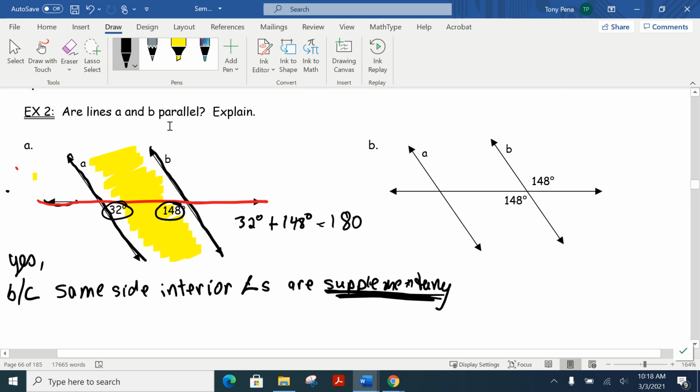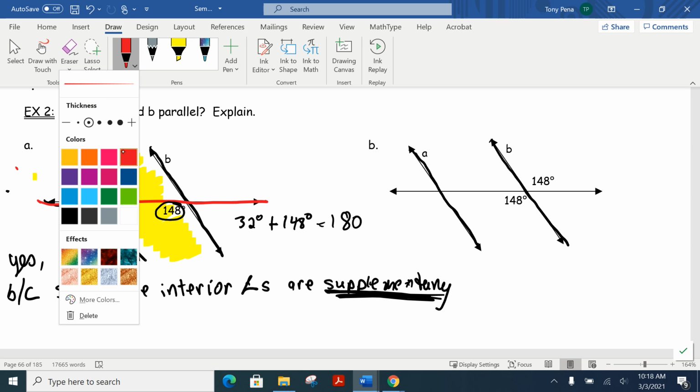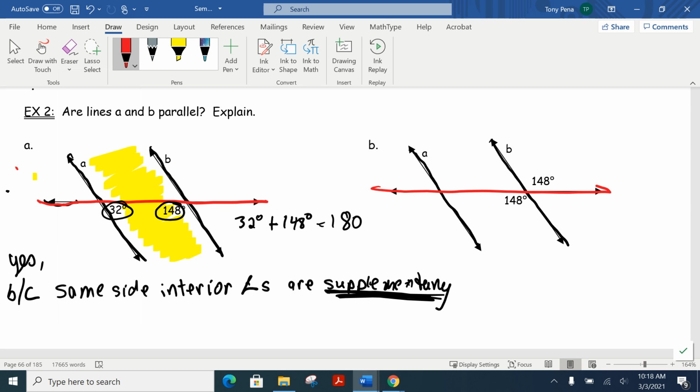All right, so now when we go to number 2, here's lines A and B. So A, B, and then we are cut by our transversal here. And then what you're told is that angle 148 and angle 148, those are the same. And then we want to know, is that enough information to conclude that those 2 lines, A and B, are parallel? All right, so Ahmed, you're shaking your head no. Why, Ahmed?